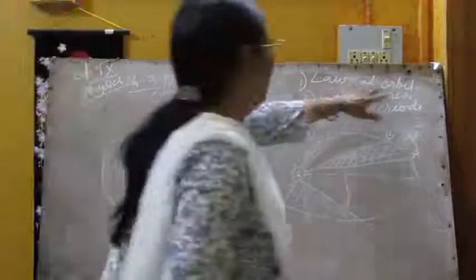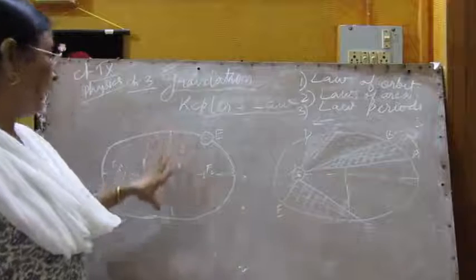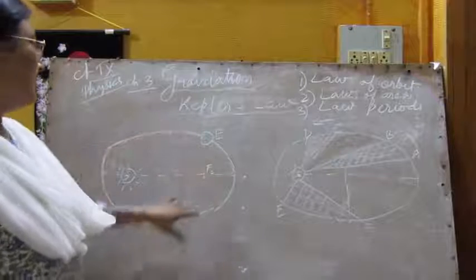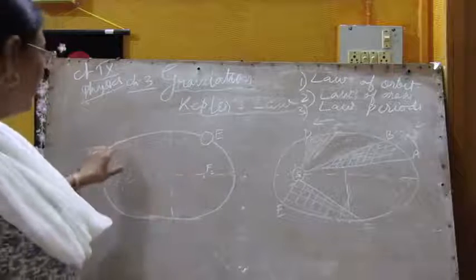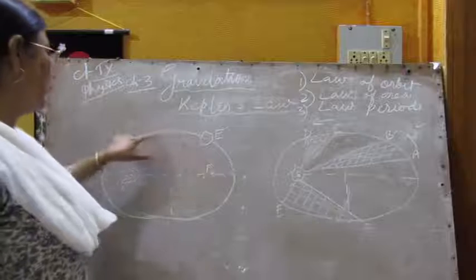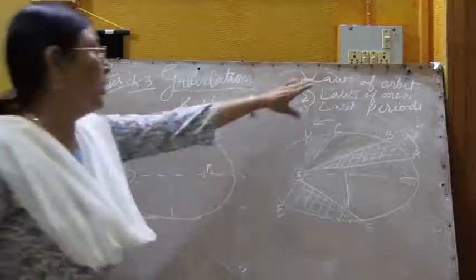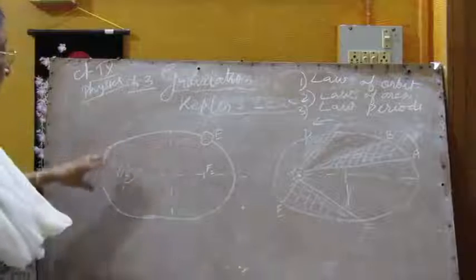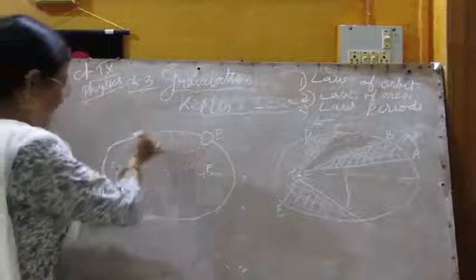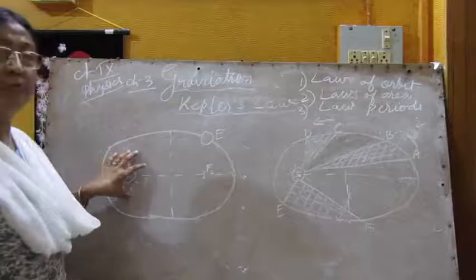Now, what is the law of orbit? See, Kepler, the famous scientist, told that all the planets revolving around the sun, they are revolving around the sun in an elliptical orbit. Okay, this is the first law. The law of orbit means all the planets revolve around the sun in an elliptical orbit, keeping the sun as one of the foci.